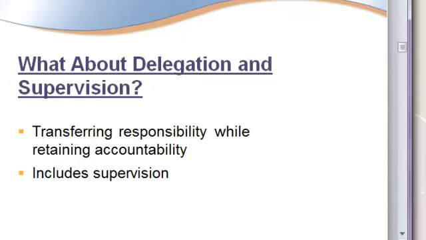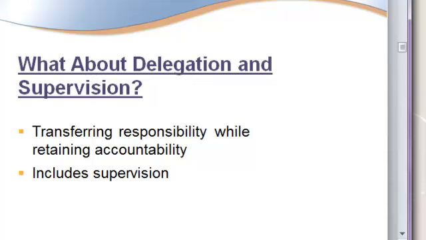So we talked a little bit about delegation and supervision in our very first chapters that we went over. And so what do we think about delegation? Delegation, remember, is the process of directing another person to perform a task or activity. It's a transfer of authority or responsibility. The person delegating retains accountability for the activity, for the outcome of the activity, and that's by the ANA and the National Council of State Boards of Nursing.